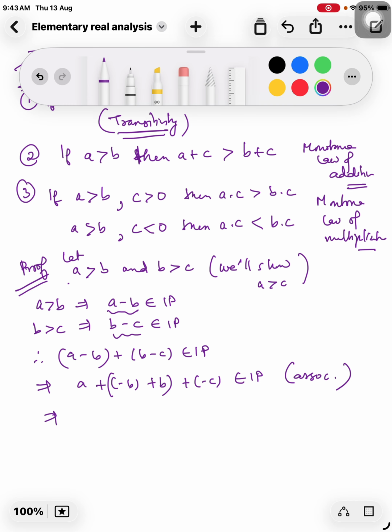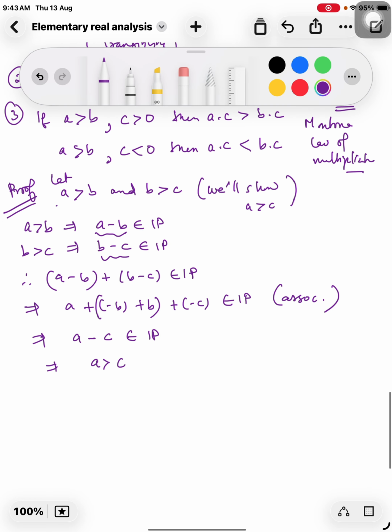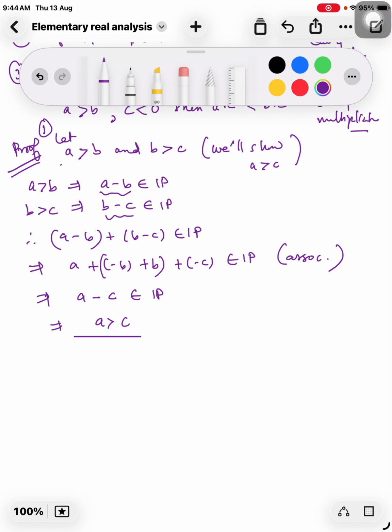But minus B plus B is 0, so this becomes A plus 0, which is A, because 0 is the additive identity. A plus minus C is simply A minus C, so A minus B belongs to P. And A minus C belongs to P means A greater than C. So this is what was to be proved, and we have shown that if A is greater than B, B is greater than C, then A is greater than C, transitivity.